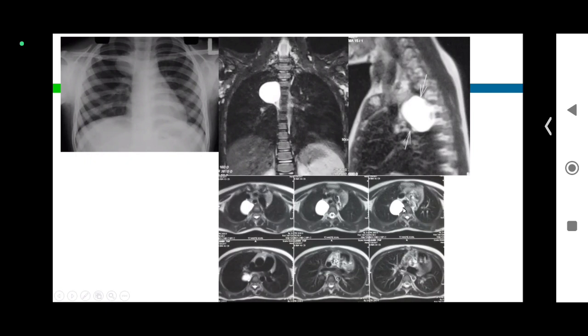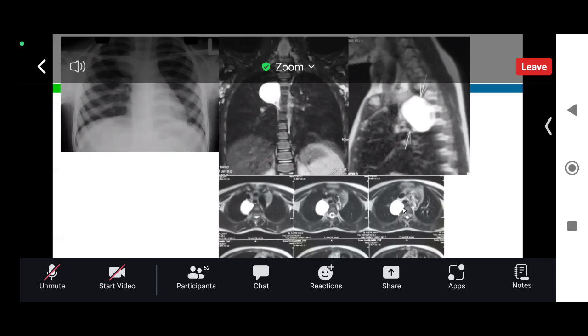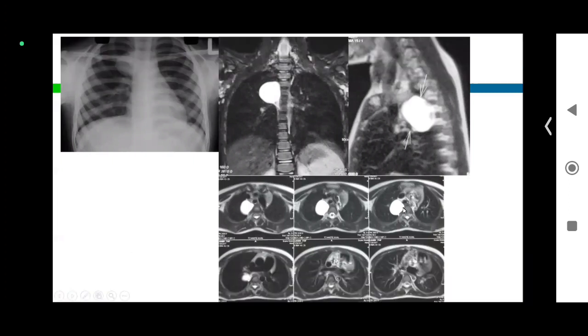Okay, whether it's esophageal or bronchial, we will not split hairs. This is a duplication cyst. Any problem in the mediastinum, resort to an MRI rather than a CT.